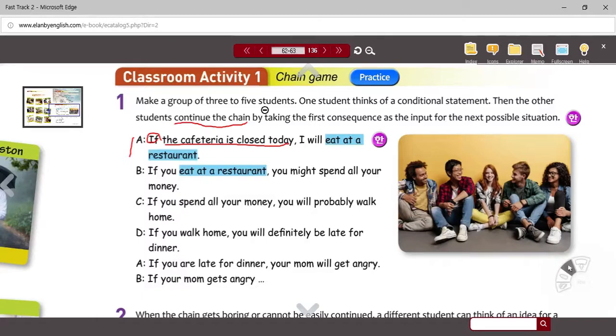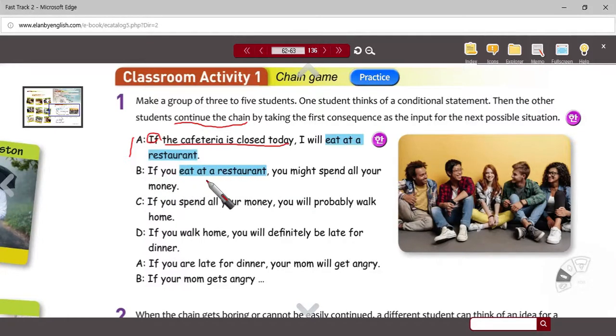Okay, good. So if the cafeteria is closed today, I will eat at the restaurant. If you eat at a restaurant, you might spend all your money. So again, that consequence becomes the situation for the next if clause. So you're building on, you're continuing on all these situations.